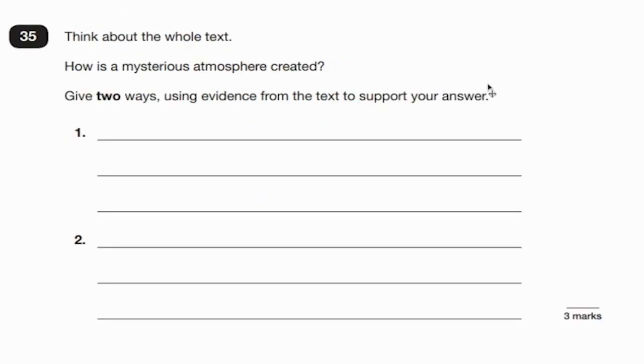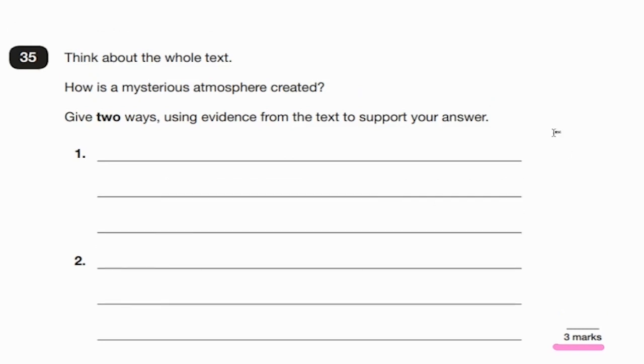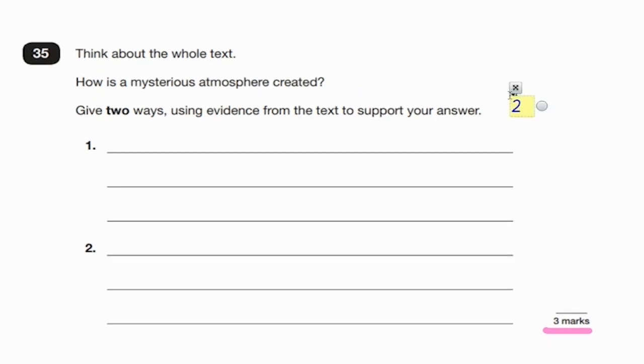Question 35. Again, we've got another 3 marker. There's usually 1 or 2 of these on the reading paper. And again, we've got 2 points to make. And just like I said before, we need to give at least 2 separate points, and support one with evidence to get those 3 marks.